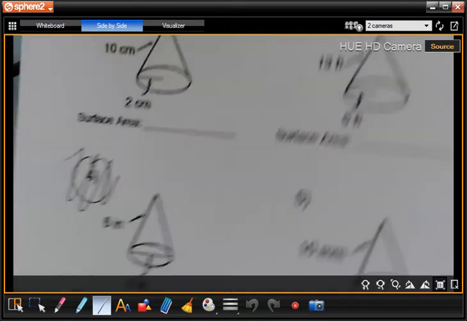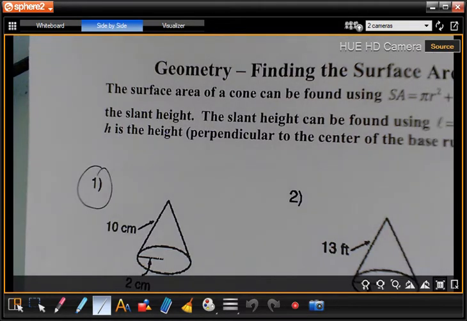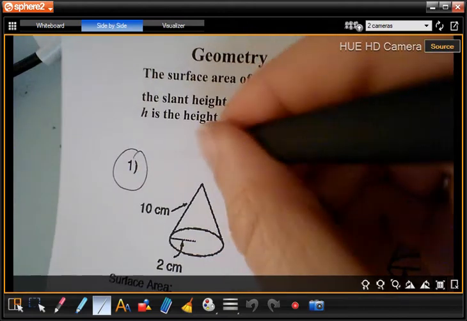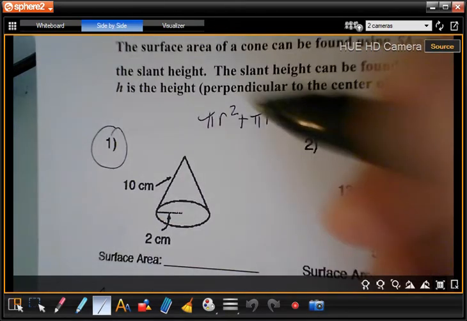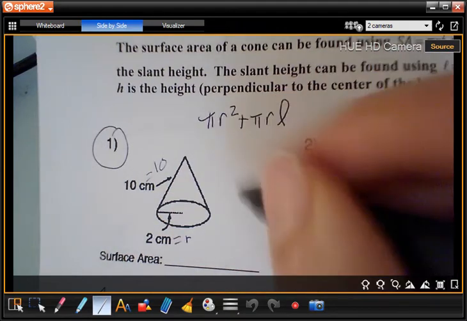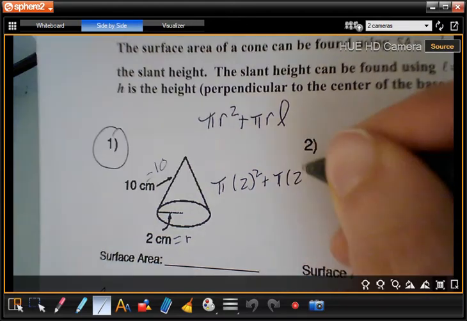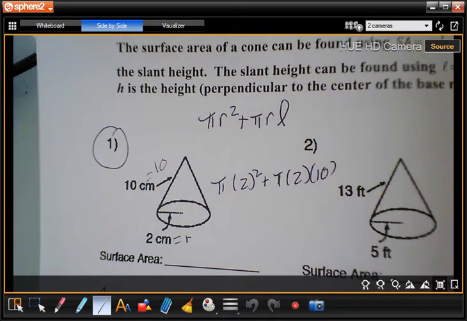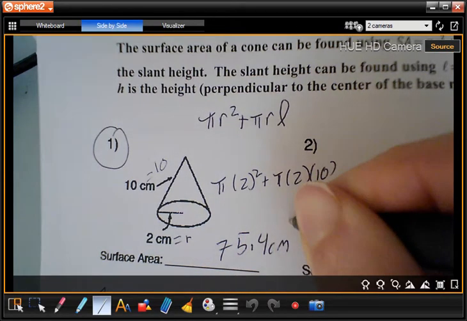Let's move on to surface area. Let's try number 1 for surface area. Now, the nice thing about this one, and it's why I did this one first, is it gives you your slant height. Remember, the formula is pi r squared plus pi r slant height. We know that r is 2, and in this case, the slant height is 10. And then you just plug it in. Pi 2 squared plus pi times 2 times 10. Put that all in my calculator at once, and I get 75.4 centimeters squared, and I'm finished.